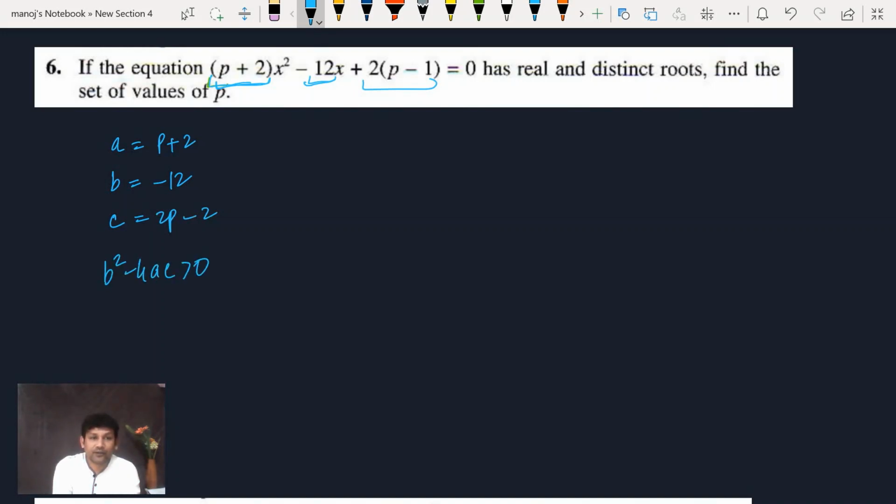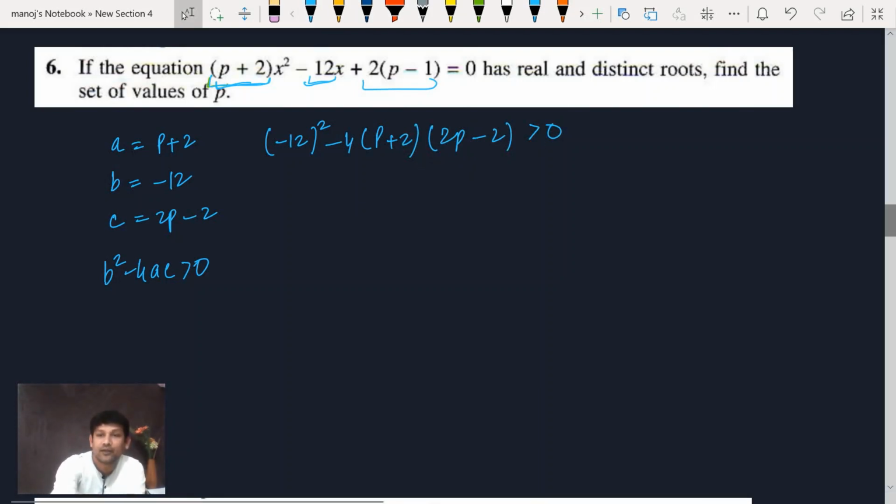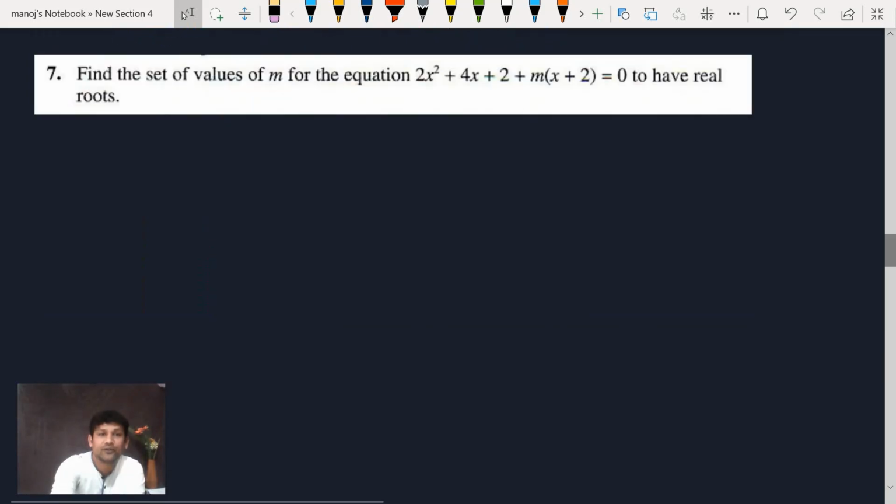greater than 0. So the b is minus 12 square minus 4, a is p plus 2, and c is 2p minus 2 and greater than 0. By using this, is a long calculation, but you can get the answer. There is no problem. Okay, and I hope there is nothing new to do in this part.